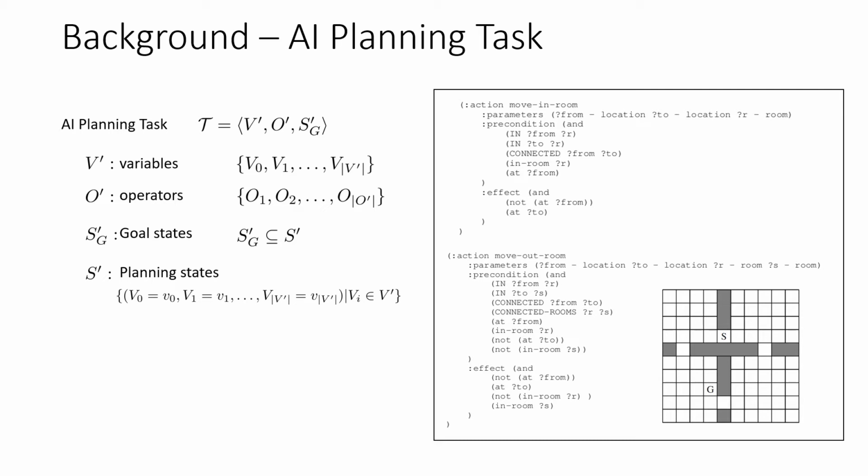Now we introduce a notation for a planning task. We have a set of finite domain variables and operators. A set of planning states, denoted by S prime, is a collection of symbolic planning states, each of which is a full assignment to the variables. On the right, we show an example of an action schema for the room navigation domain.